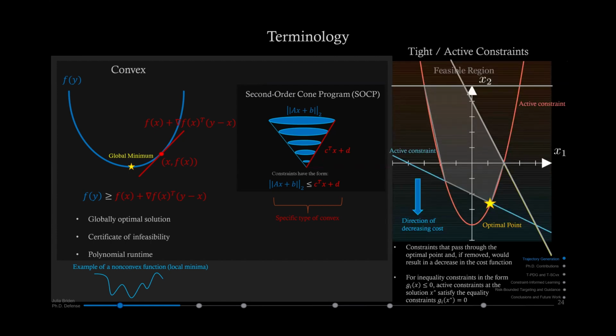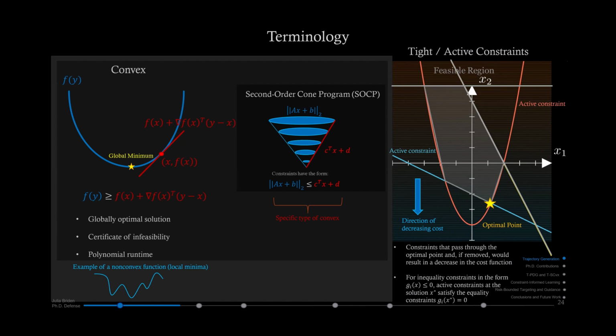And so you might still have a global one, but there's no real guarantees that you're going to converge to that global minimum. You'll likely converge to a local minima. And now this part is very important. It describes what a tight or active constraint is, and specifically when I mention it in this work. So if we look, we have a gradation that shows the direction of decreasing cost. So it goes down, and then we have a set of constraints that define our feasible region.